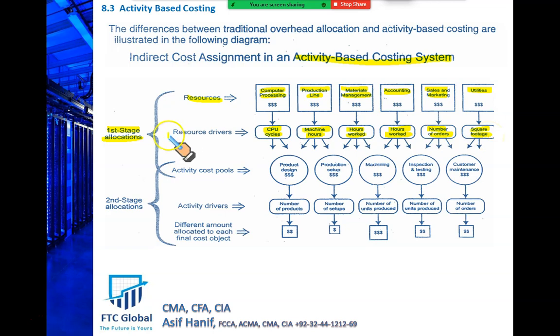So in the first stage allocation, we identify different resources and different drivers for these resources, and then we establish our activity pools, and these activity cost pools are the activities that are directly linked to production. Now you can see product design clearly is a production-related cost. Production, machining, inspection and testing, customer maintenance.